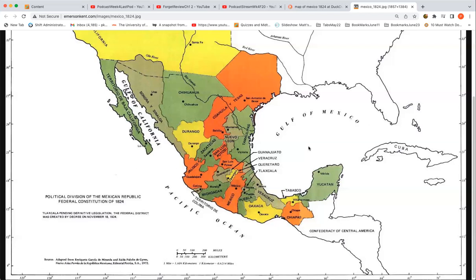Now, the other point I want to make is what Mexico inherits in Texas in 1821 is a big mess. I've talked about this at length. Texas is depopulated. Maybe there's only 4,000 Tejanos in the entire province of Spanish Texas, now Mexican Texas.